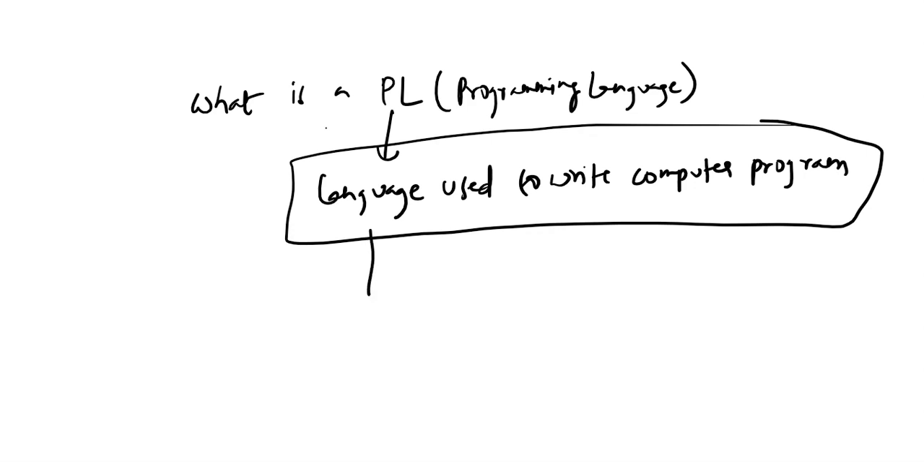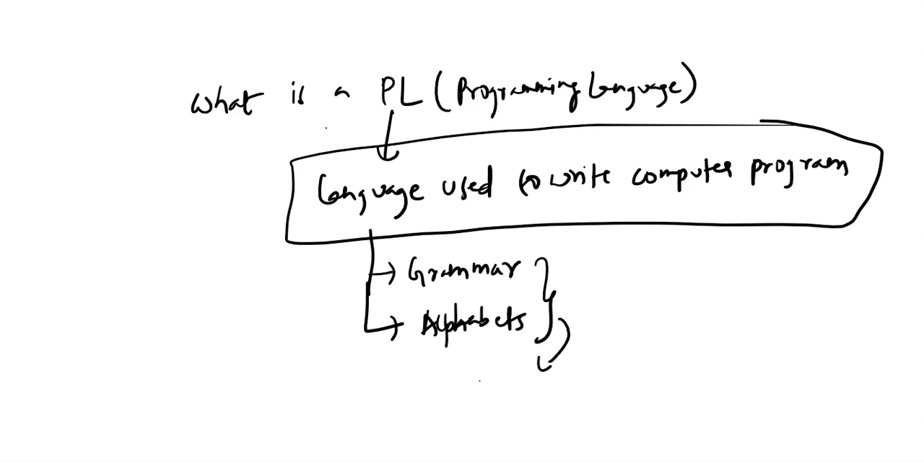Now, a language has its own set of rules, which are generally termed as grammar, and it has its own alphabets, like we have in English A to Z alphabets, and the English language has its own grammar and the rules for forming the sentences. So we use this grammar and alphabet to form meaningful sentences, right?